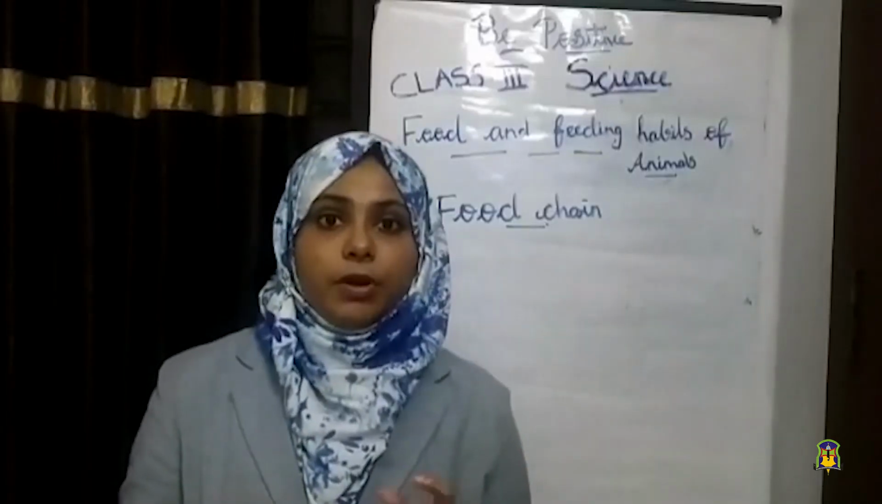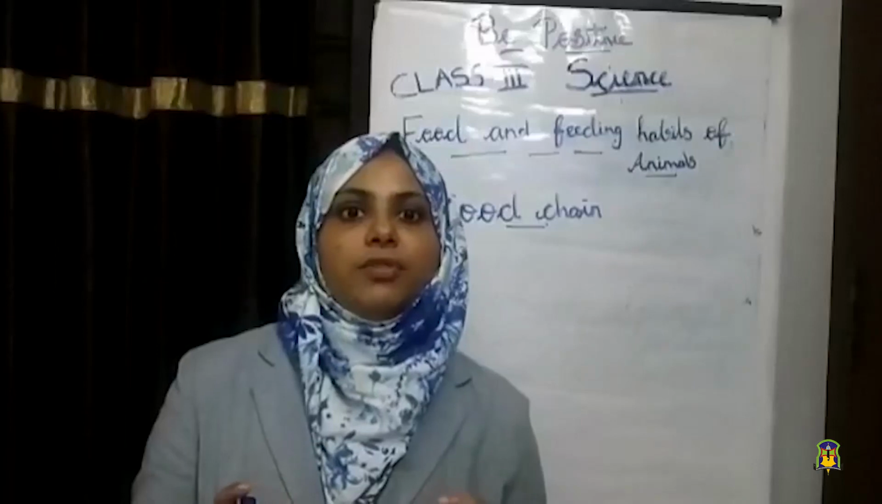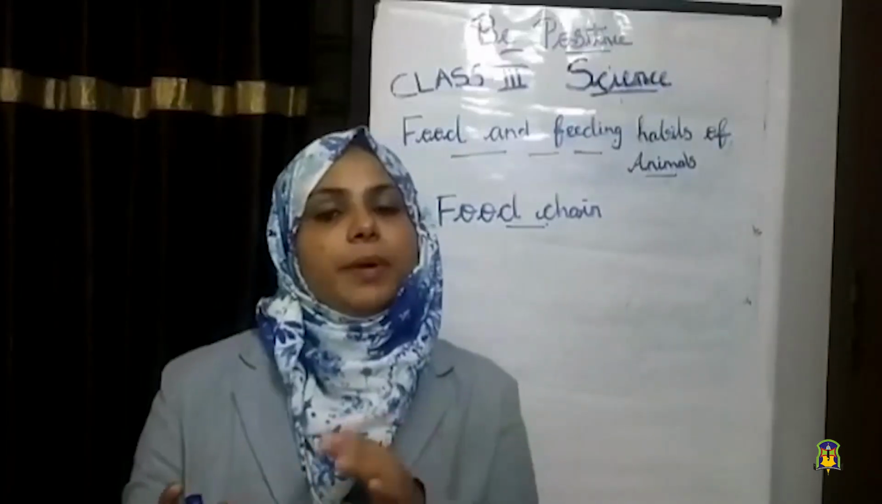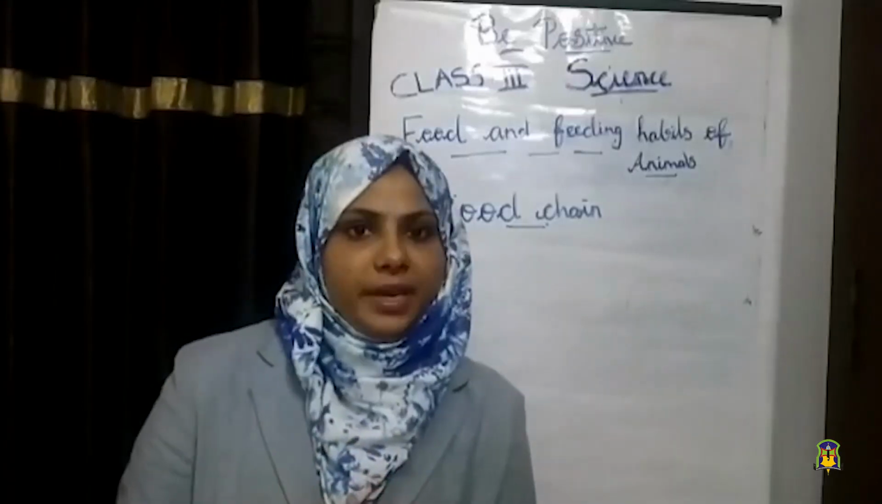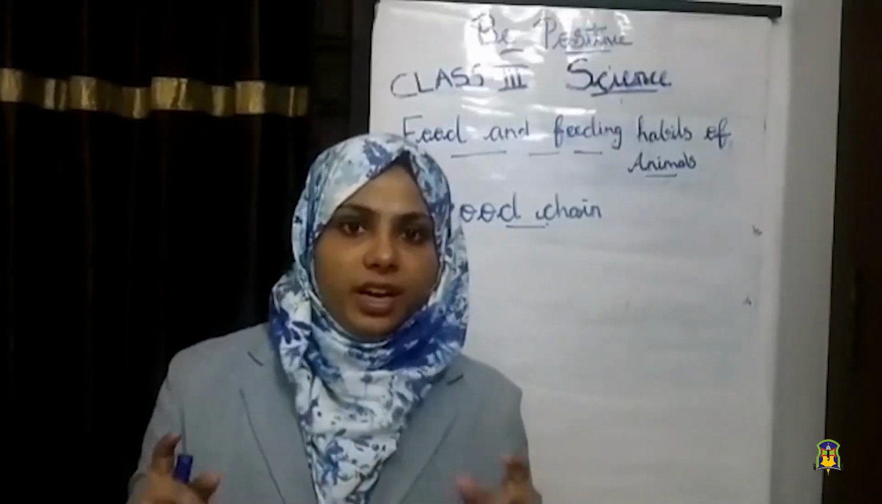Today we discuss food chain. A food chain is the chain which shows how plants are eaten by animals and how these animals are eaten by other big animals. This chain is called a food chain.